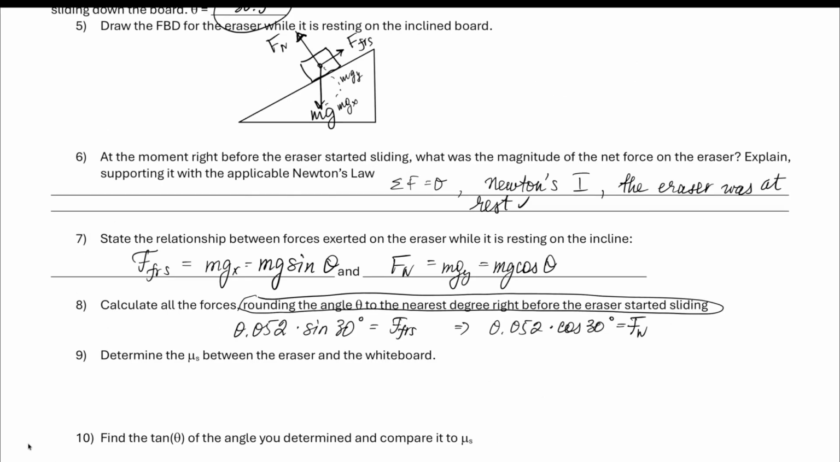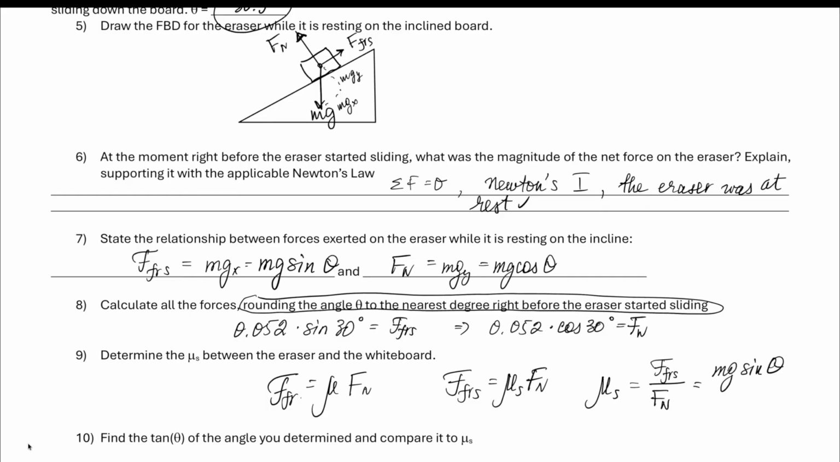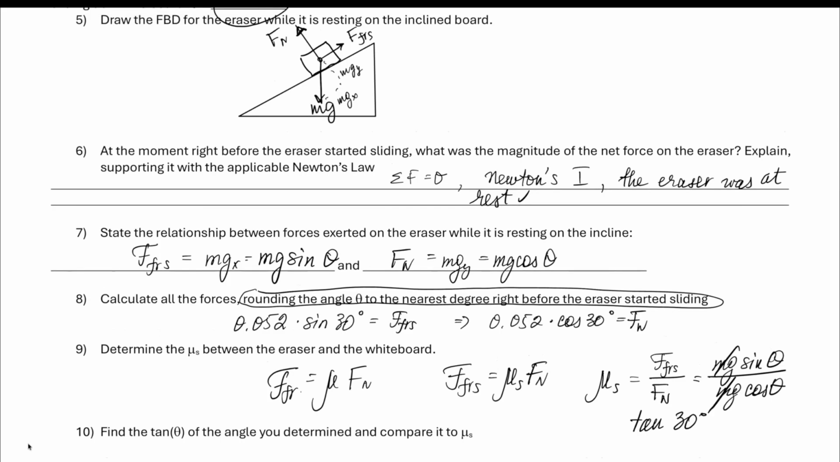Determine μs between the eraser and the whiteboard. You remember that force of friction equals mu times normal force. If we specifically go of static friction, then it's that formula. All we did was change the subscripts. Then mu s is the ratio of friction static divided by normal there. You end up with mg sine of theta divided by mg cosine of theta, which ultimately gets you to the tangent. For me, it was 30 degrees. So if you actually find the tangent of your critical angle, that is the value of mu s. And that's how you solve it.